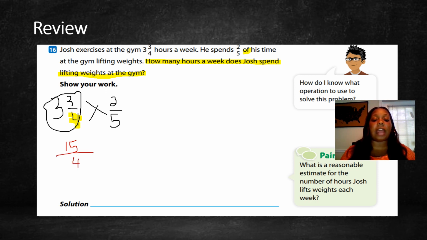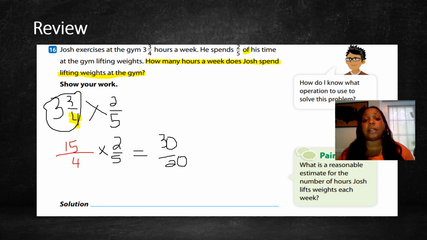We are then going to multiply that by the fraction we had earlier, 2/5, to get 30, because 15 times 2 is 30, 30/20. Remember, our last step when multiplying mixed numbers is to convert the improper fraction back into a mixed number. And so we're going to divide the denominator into the numerator.